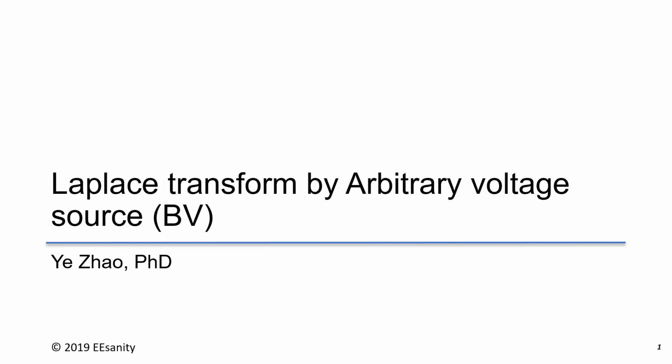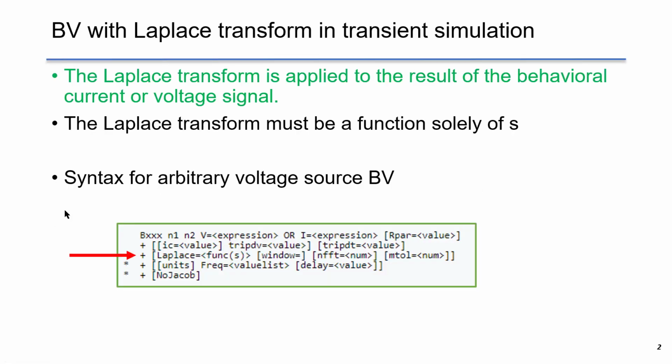In this lecture, we will continue Laplace transform by using the arbitrary voltage source called BV source. In previous lectures, we have discussed arbitrary voltage source in time domain in transient simulation. This time, Laplace transform can be applied to the results of BV or BI signals. The Laplace transform is a transfer function of a system in S domain.